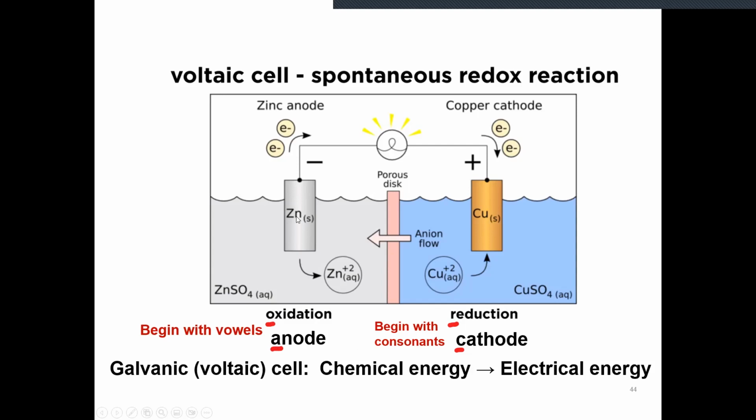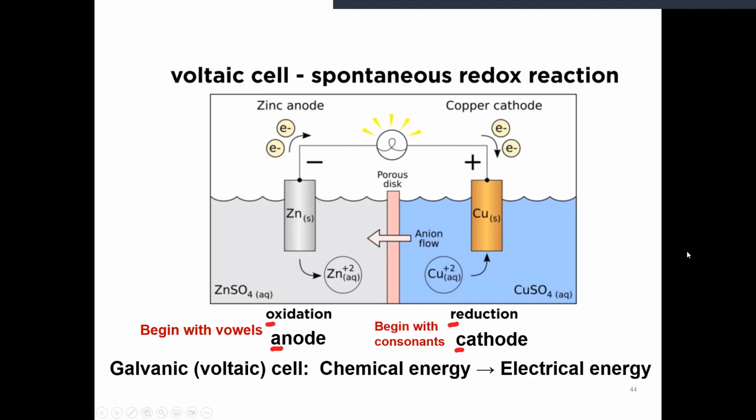So what's happening here? Zinc is giving off 2 electrons and it's being oxidized. So this starts to get eaten away. The electrons that it gives away flow through the wire and are absorbed over here in this cell. And those electrons get picked up by the copper ions and they get reduced. And this starts growing. And so you're producing a current, or electric current.